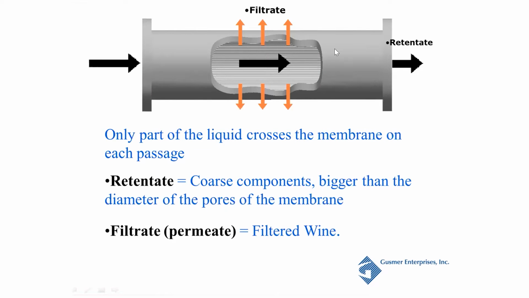So taking that module off the machine, and if you're looking at it, here's their unfiltered wine, the retentate. Here is our filtered wine. So retentate is going through the straws. The filtrate, the permeate, is coming out of the straws. Only part of the liquid is crossing the membrane at any given time. So the retentate is going to be those coarse components that are unable to travel through the membrane material. The only thing that's going to travel in through those capillary straws is going to be filtered wine, or your permeate.